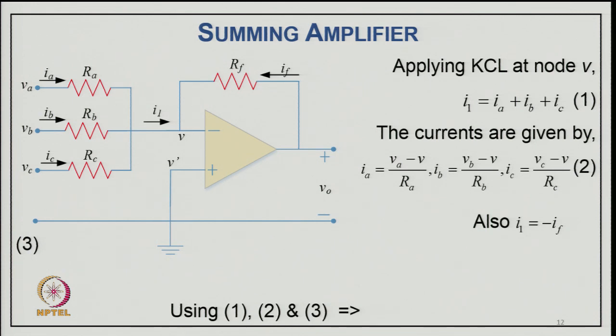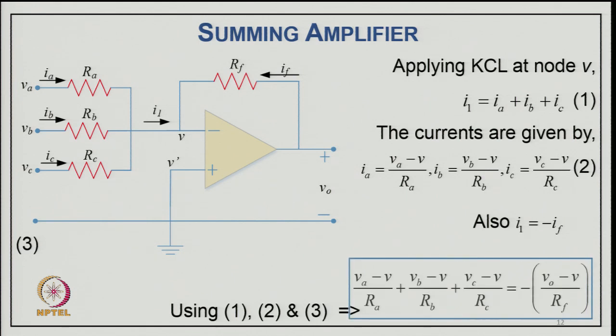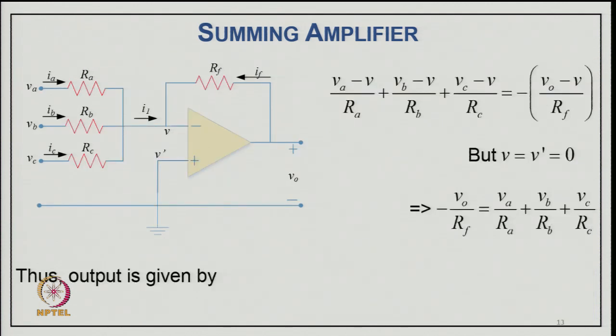Similarly, this is how you can explain the KCL at node V. I_1 is equal to I_A plus I_B plus I_C, and the currents are given: I_A equal to (V_A minus V) upon R_A, similarly I_B equal to (V_B minus V) upon R_B, I_C equal to (V_C minus V) upon R_C, and here I_1 equal to minus I_F. So, from this you can have typically (V_A minus V) upon R_A plus (V_B minus V) upon R_B plus (V_C minus V) upon R_C equal to minus (V minus V_O) upon R_F, and from this, of course, you can do the calculation.